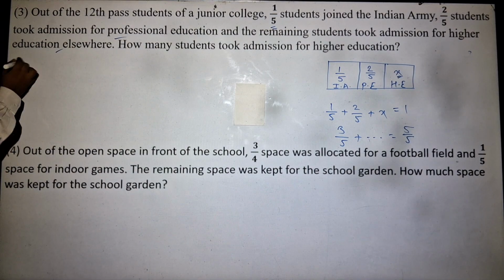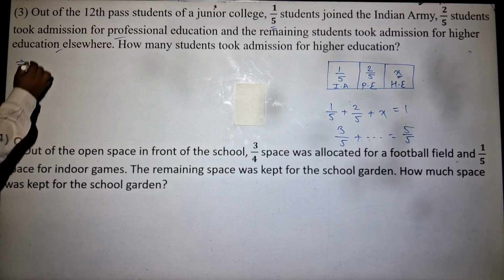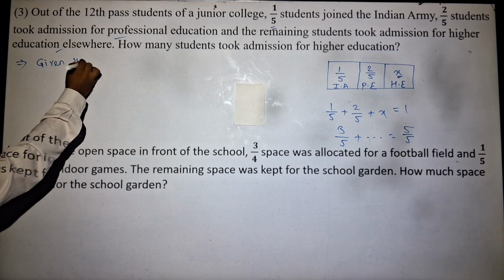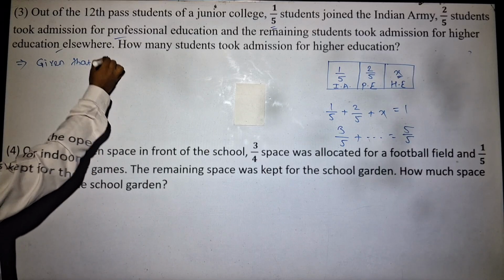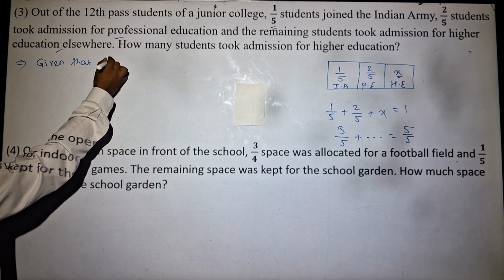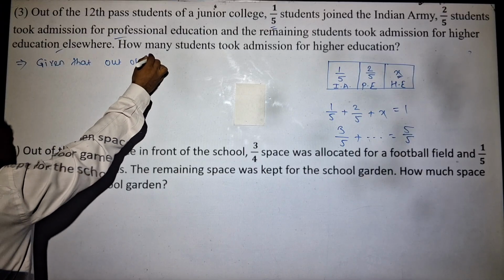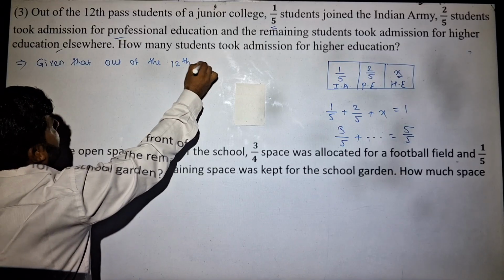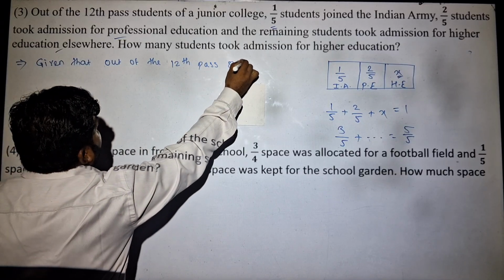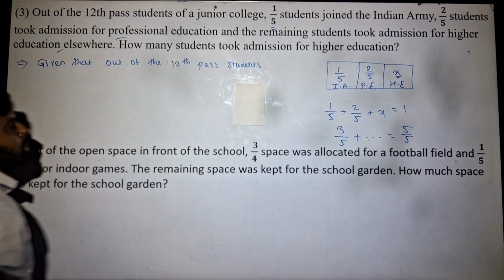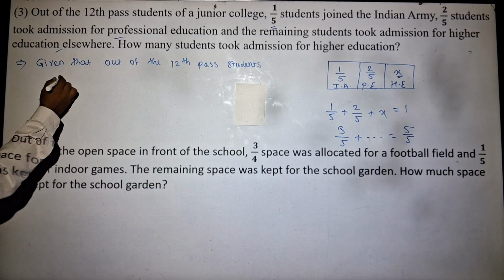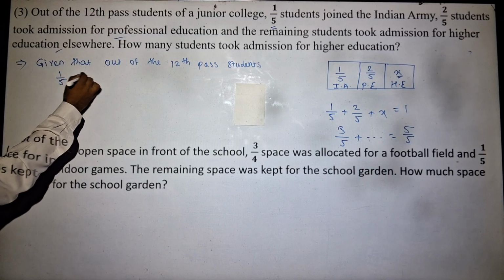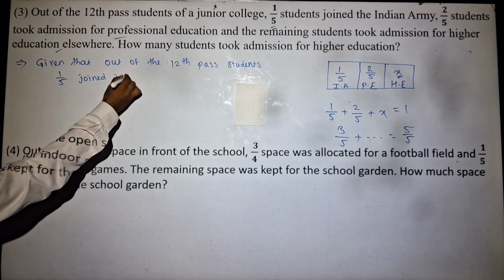Now here we write the given things. Which things are given? Given that 1/5 of the students out of the 12th pass students joined the Indian Army.